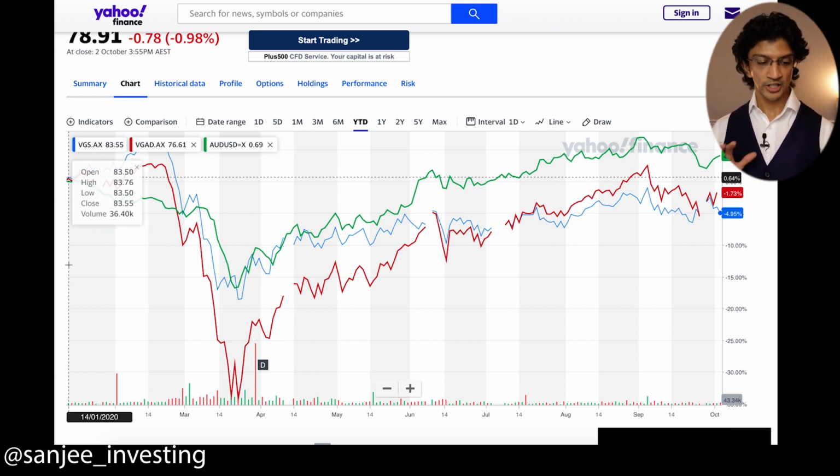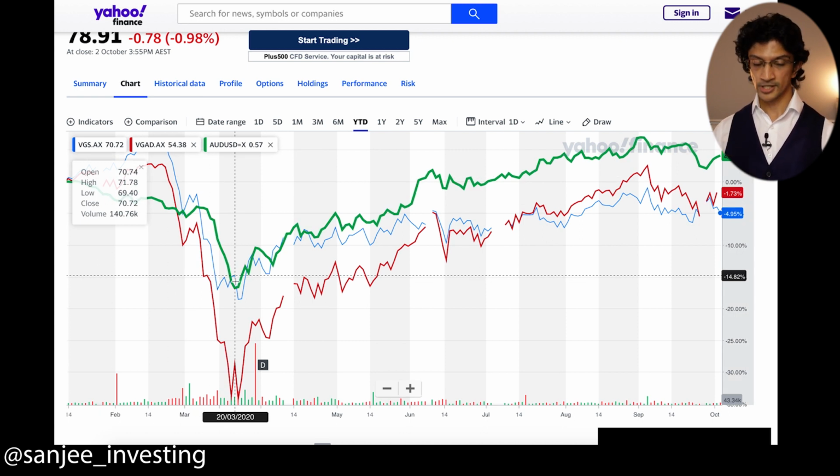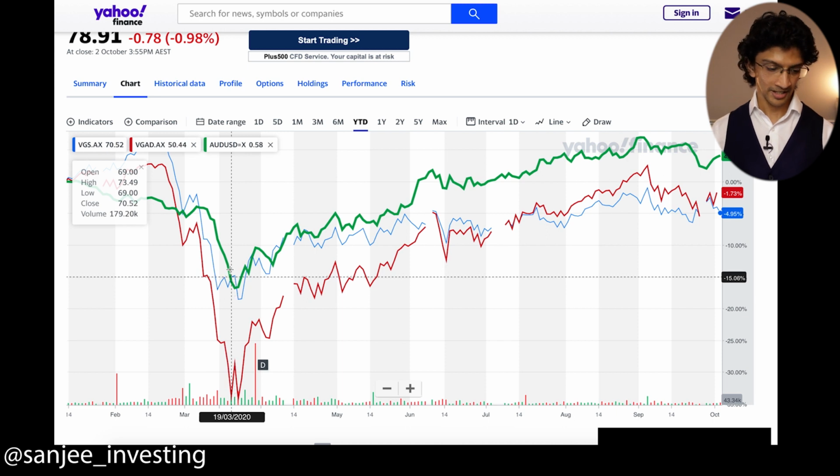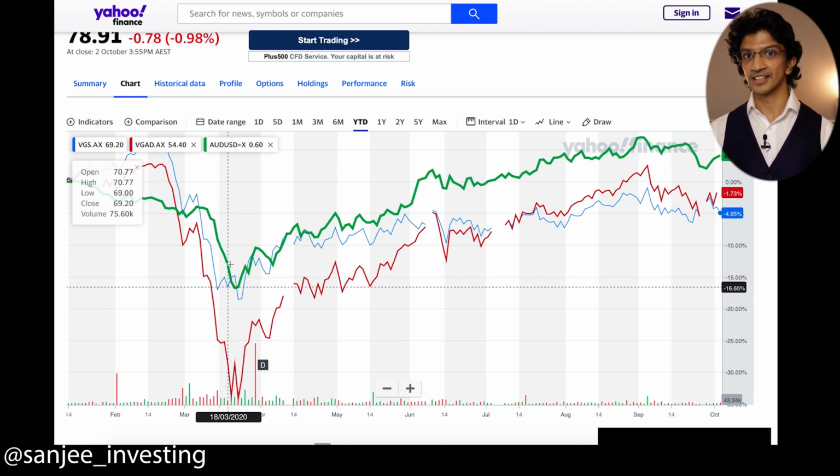So you can also see at various points in the year, the green line was down about 14%. At one point, the Australian dollar was down 14% against the US dollar. And this is where I want to call out, it looks like the blue line, VGS, didn't go down as far as VGAD, because generally when international markets go down, the US dollar goes up because it's considered a safer currency. And because the demand for the US dollar went up against the Australian dollar, it's ended up sort of protecting the downside event of VGS, if I can put it like that.